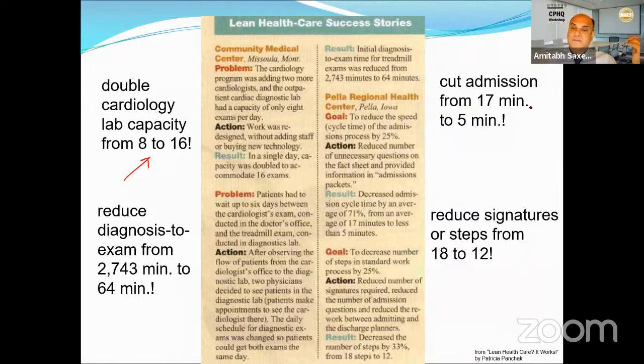Similarly, we could cut admission from 17 minutes to 5 minutes, and one hospital reduced the signature steps from 18 to 12. And for every approval, you may feel that approvals are necessary, but try to reduce the approvals. Approvals are actually not adding any value.